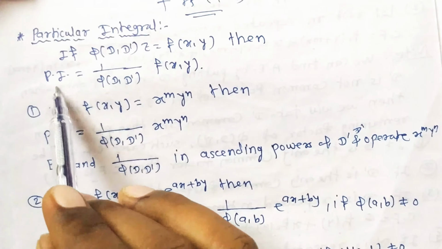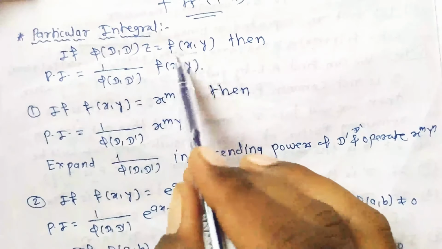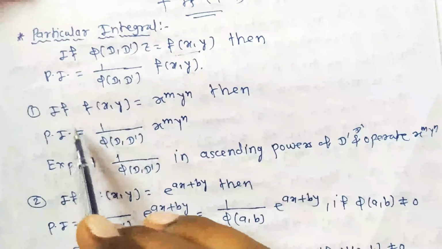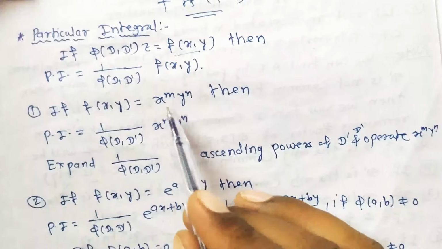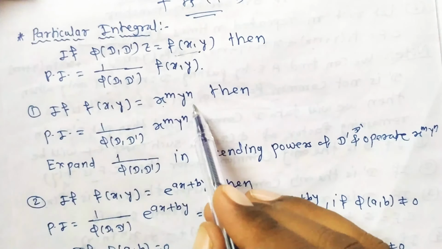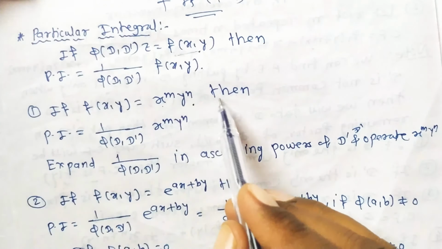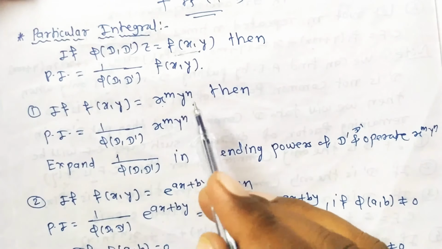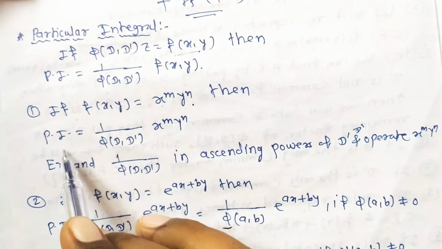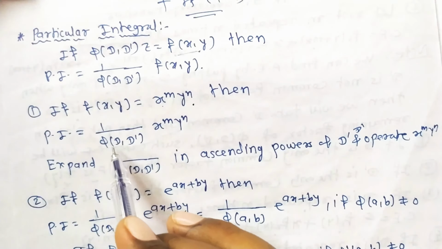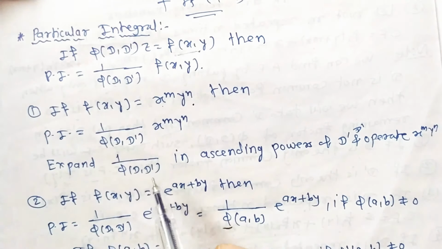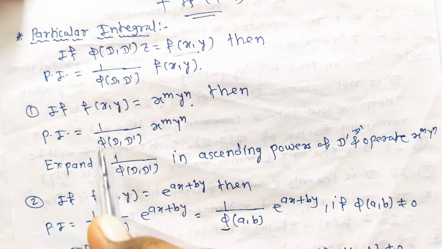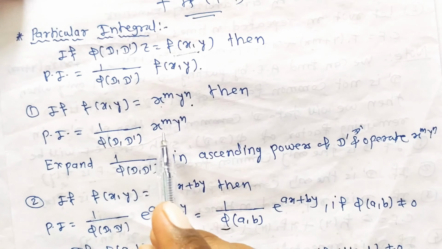Now how we find the particular integral depends on the function which is given on the right hand side of the differential equation. Now suppose f of xy is equal to x raised to m y raised to n, that is an algebraic function in terms of x and y. Then how do we find the particular integral? Then the particular integral is equal to 1 upon phi of D, D dash into x raised to m y raised to n.